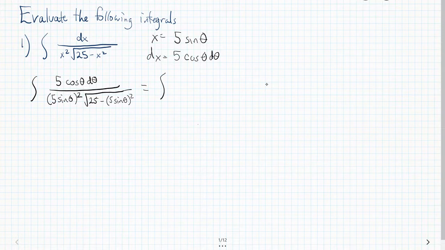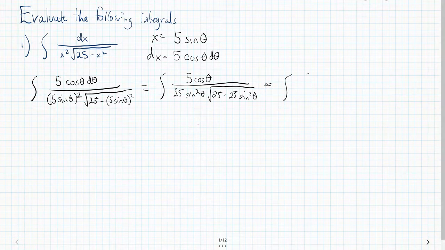Well, it boils down to, we'll have a 25 sine squared theta down below. Up top we'll have a 5 cosine theta, and then this becomes the square root of 25 minus 25 sine squared theta. Now notice that you can cross off one of the 5's up above with the 25 down below, and so we can pull out a 1/5. That might make our life a little easier. So we have cosine theta, sine squared theta, and you have a 25 in common with both those terms. So we're going to factor that out.